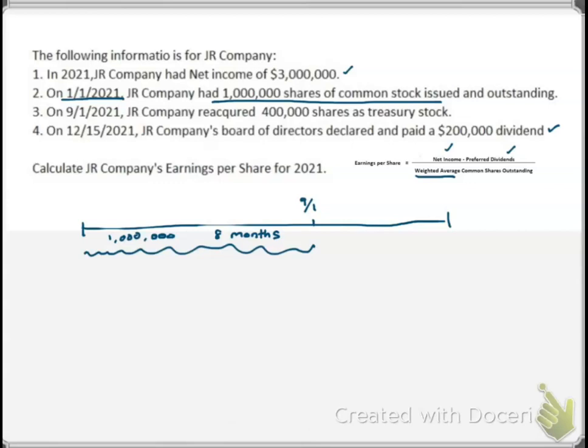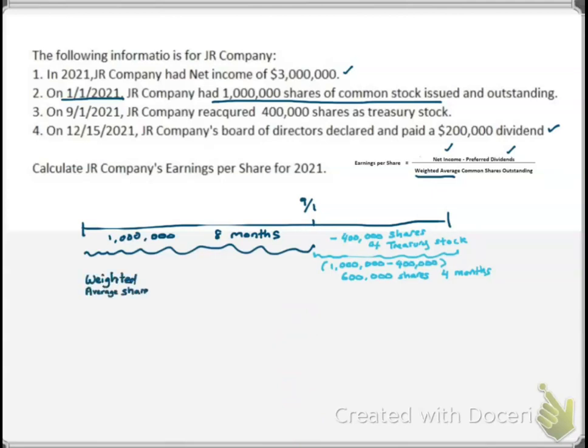You know that when a company has treasury stock, what they're doing is buying back their own shares. So on 9/1, they bought back 400,000 shares. So let's go ahead and put that on the timeline. So 400,000 shares got subtracted from 1 million, so they only had 600,000 shares for the rest of the year, which is 4 months. So now that we know what their capital structure was during the year, we can calculate the weighted average common shares outstanding.